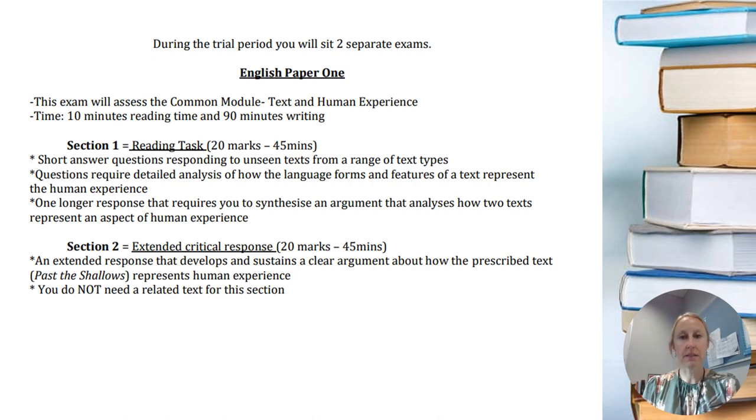So paper one, as it says on the screen here, assesses the common module text and the human experience. For this paper, you'll have 10 minutes reading time, followed by an hour and a half of writing time. There are two parts to paper one, the reading section and an essay.